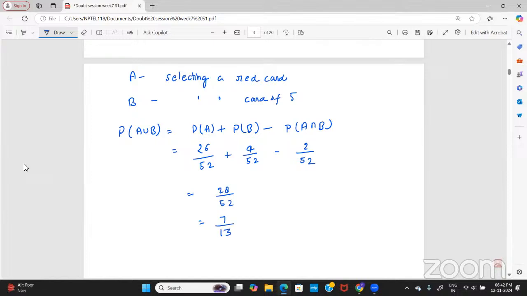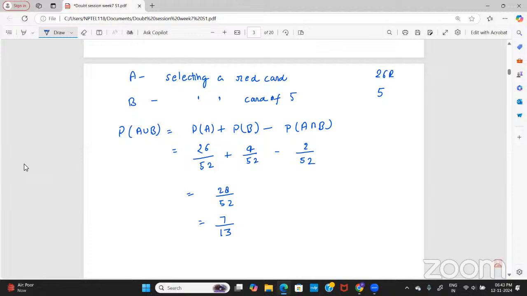Ma'am, in this A intersection B, you are doing the intersection of all the red cards, that is 26, and the 4 cards of number 5, right, ma'am? Yes, the intersection of all the 26 red cards and 4 cards of number 5, then it will be 2. Yes, I got it. You're right.